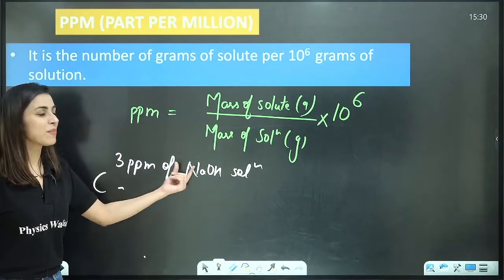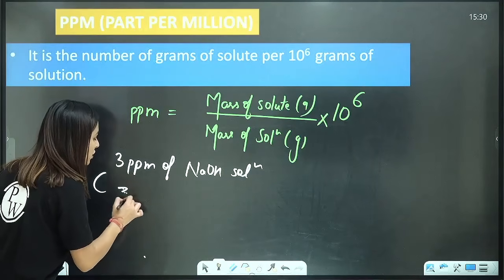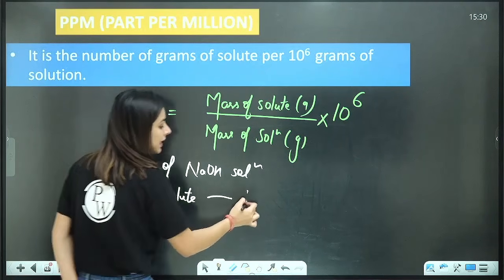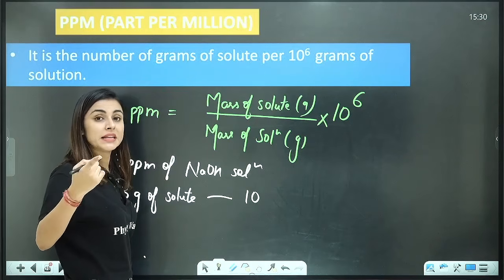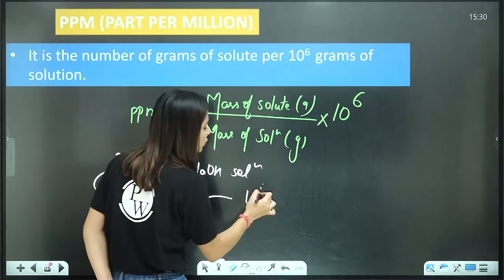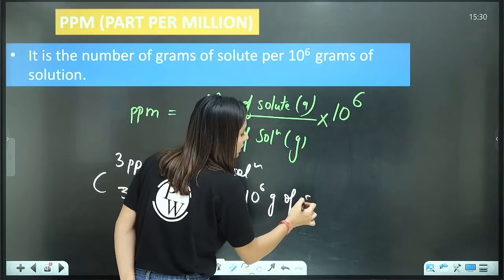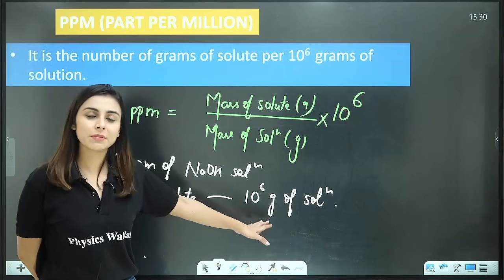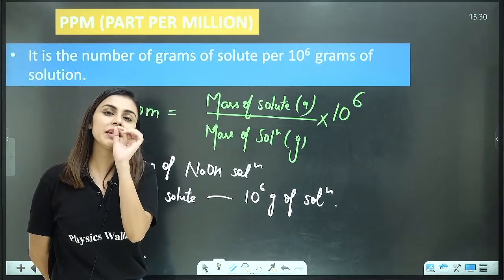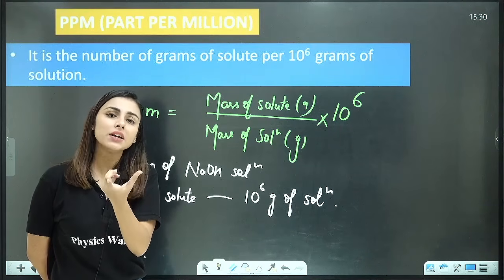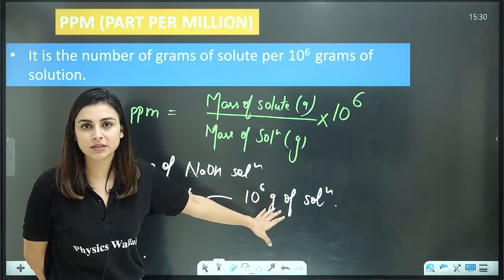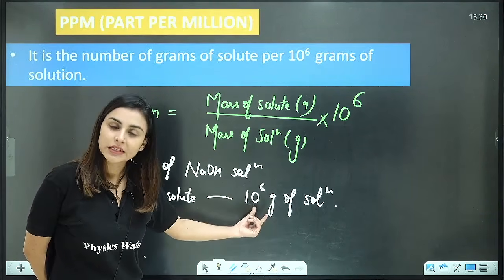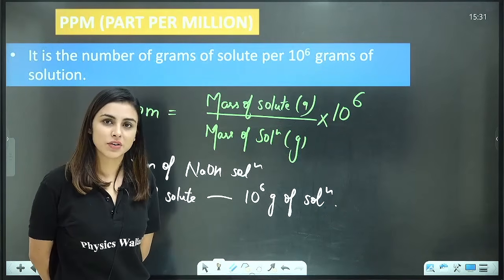So 3 ppm of NaOH solution means that you have 3 grams of solute in 10 raised to the power 6 grams of solution, since ppm is parts per million. It is exactly the same, my dear students. Just don't get confused. Every place where in percentage you used 100, you have to use 10 raised to the power 6. Only you are calculating out of 1 million and there you were calculating out of 100.